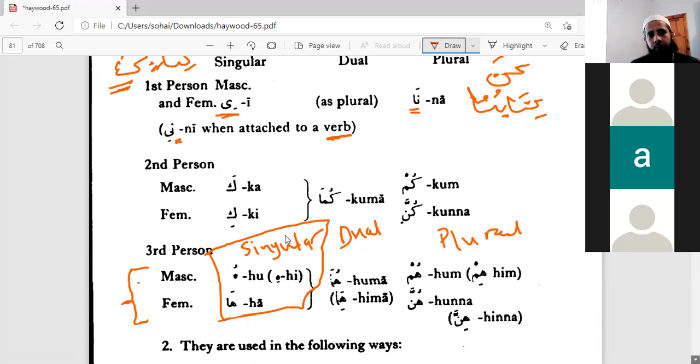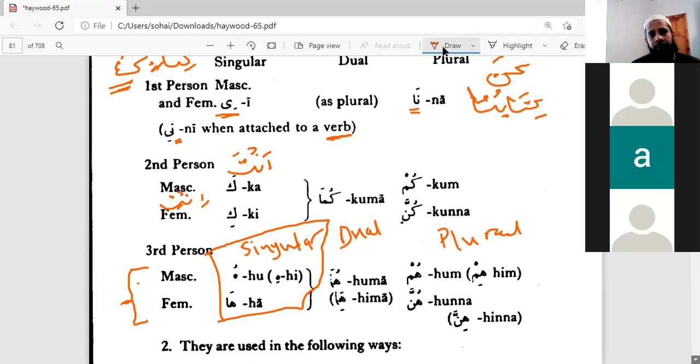Second person, for singular, what do we have for masculine? Anta, right? And the attached pronoun is going to be ka. Kitabuka, your book. Kitabuka, your book. And for feminine, what do we have normally? Anti. And here it is going to be ki.